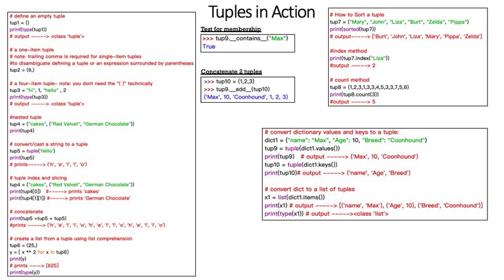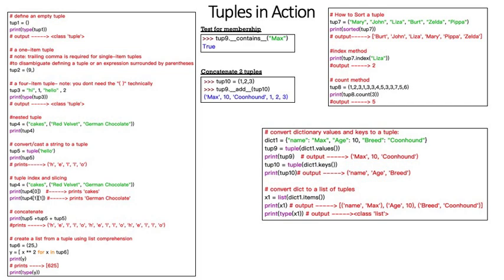So if I do count on 3, it tells me that count appears 5 times. I can convert a dictionary, either its values or its keys, to a tuple. So here I have dict1: name is the key, max is the value, age is the key, 10 is the value, breed is the key, coonhound is the value. So I do tup9 equals tuple dict1.values, and I print it out, and I get max, 10, and coonhound, just the values. I can do the same on the keys, and I get name, age, and breed, just the keys.